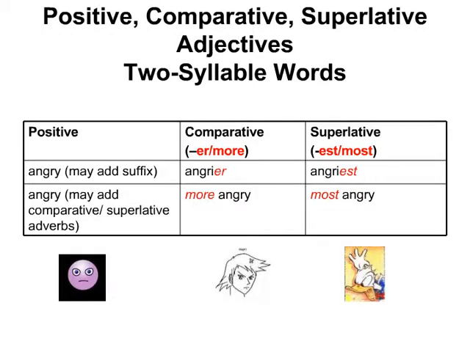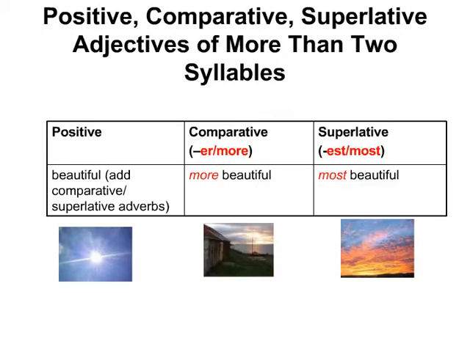Two-syllable words may use the comparative and superlative endings ER and EST respectively. They may also use the comparative more or the superlative most with the positive form. Adjectives with more than two syllables always use more or most for the comparative and superlative forms, as you can see in the example with beautiful.